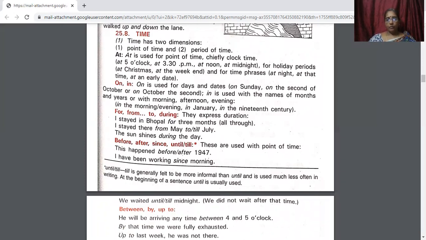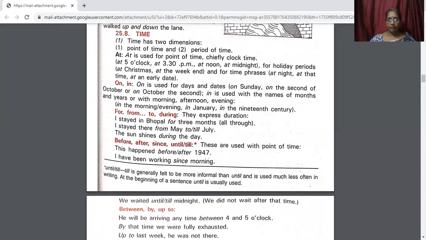For, from, to, during. I stayed in Bhopal for 3 months, means all through. I stayed there from May to July. The sun shines during the day. So it tells the duration of the timing. This happened before or after 1947 as we needed.